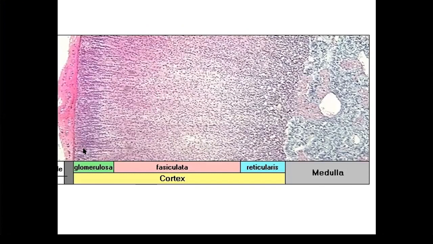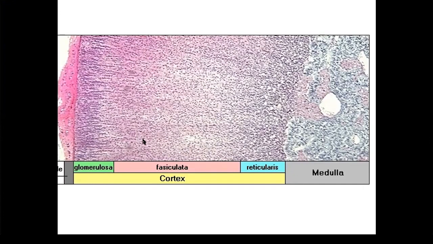This is an enlargement of the previous histology slide, so you can see the capsule here. You can see this slightly darker purple area. This is going to be the glomerulosa. When I ask you to identify this, I will put the leader line close to the capsule. So you'll be able to see the capsule, and you'll know that the layer or the zone next to the capsule is going to be the zona glomerulosa.